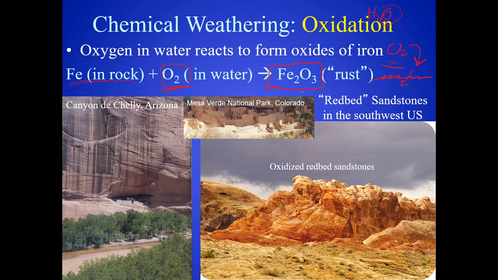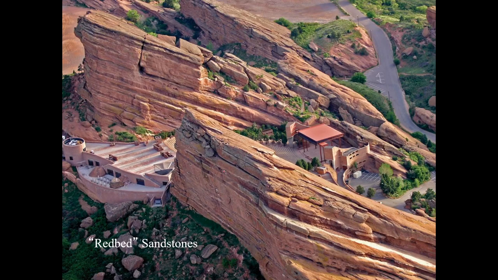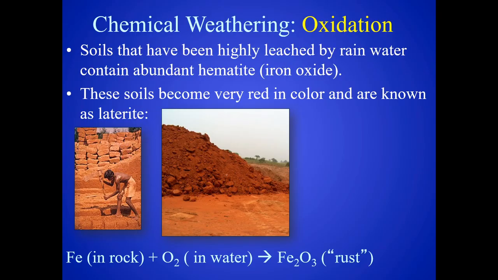It's iron oxide. Whenever you see red beds, red rocks, red soils, that reddish color is all hematite. It's just iron oxide. You see beautiful red sandstones in Arizona, for example. It's all just iron oxide weathering of the rocks. Highly leached soils that have become very red in color are known, by the way, as laterites. They're actually a really good source of iron ore. They are highly leached by the rainwater, and they contain abundant hematite. They're mostly, at this point, hematite.